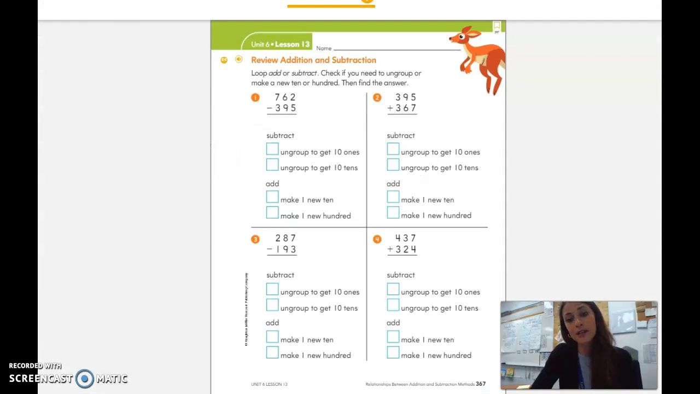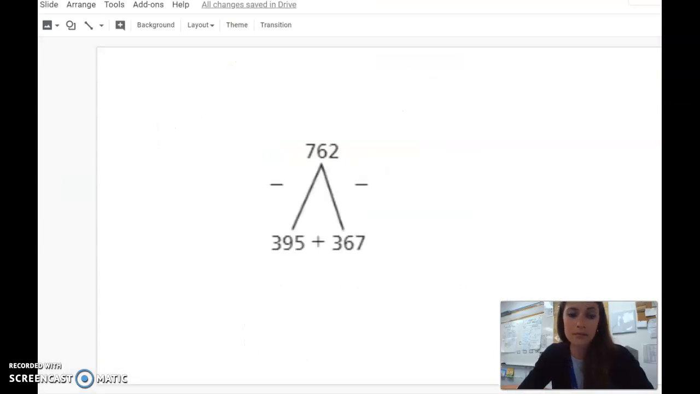So now I'm going to ask you this. We're still looking at the first problem. How would I check my answer to make sure that I got it correct? What would I do? Maybe you could do a math mountain. Okay, if I set up my equation, 762 minus 395, and then I solved it and I found the answer, but how would I check? How does a math mountain check my work?